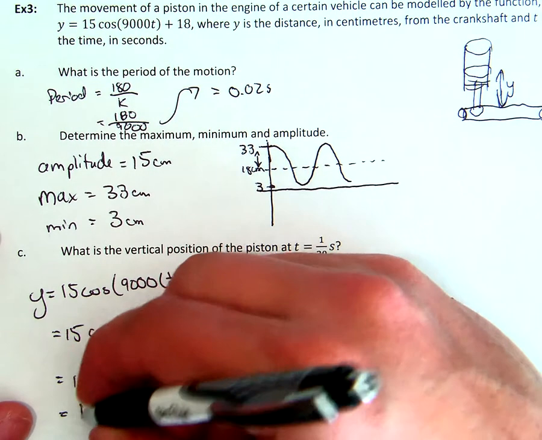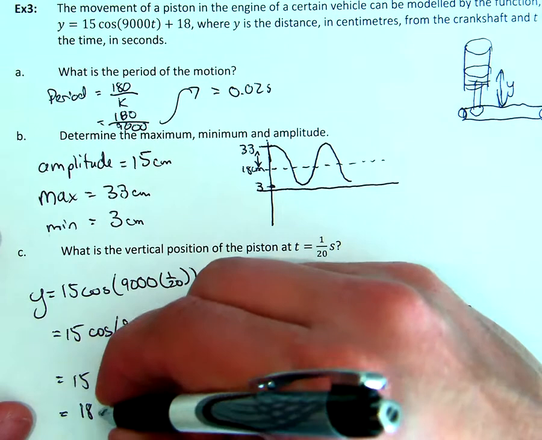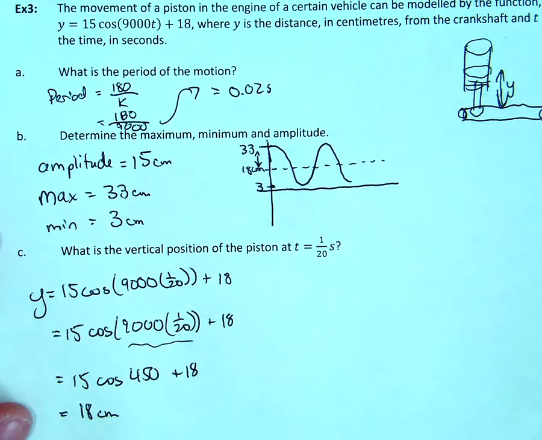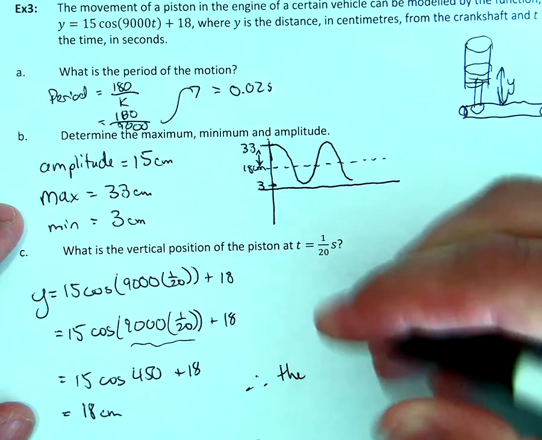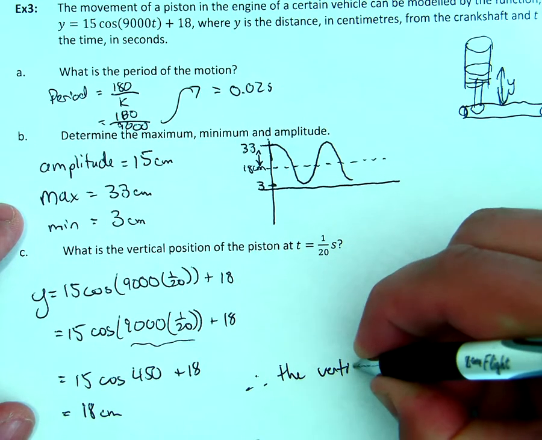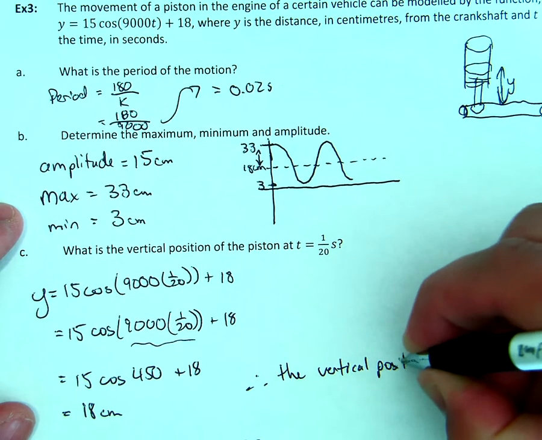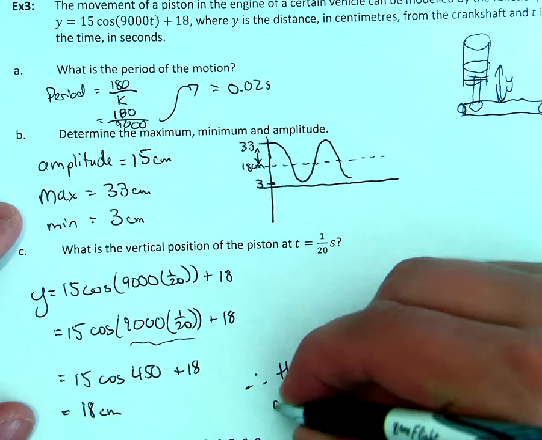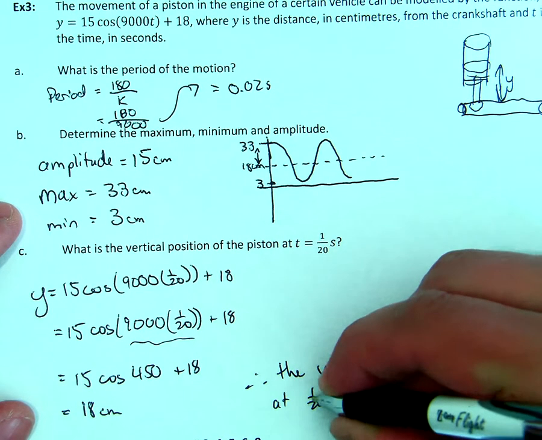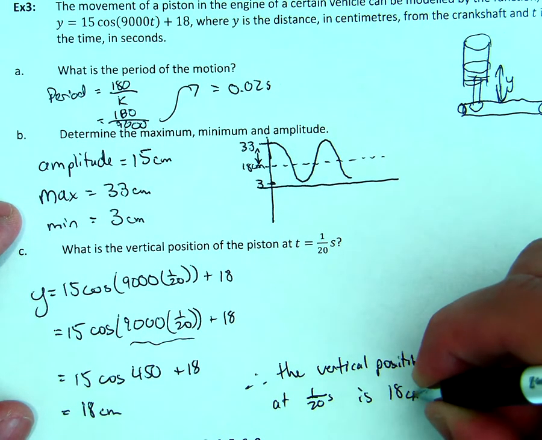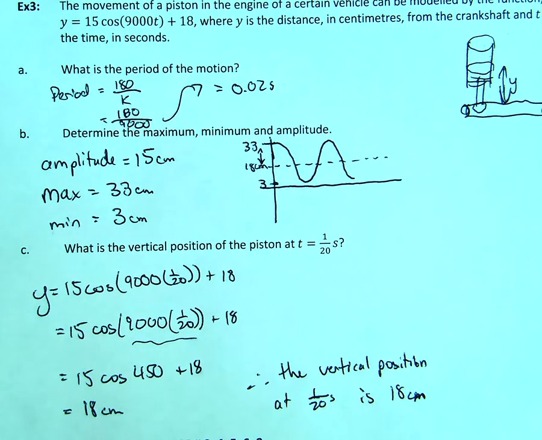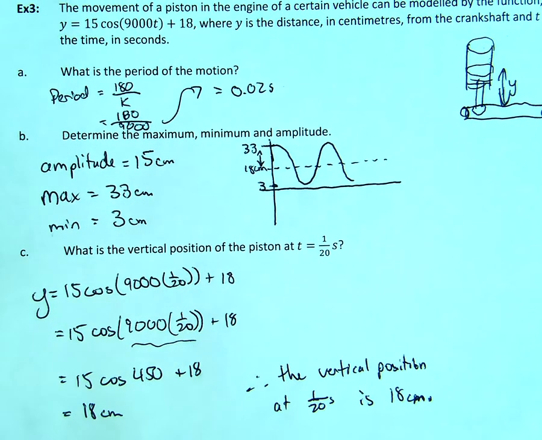And it works out to be 18. So the vertical position at 1 over 20 seconds is 18 centimeters. Okay, I hope that makes sense. There you go.